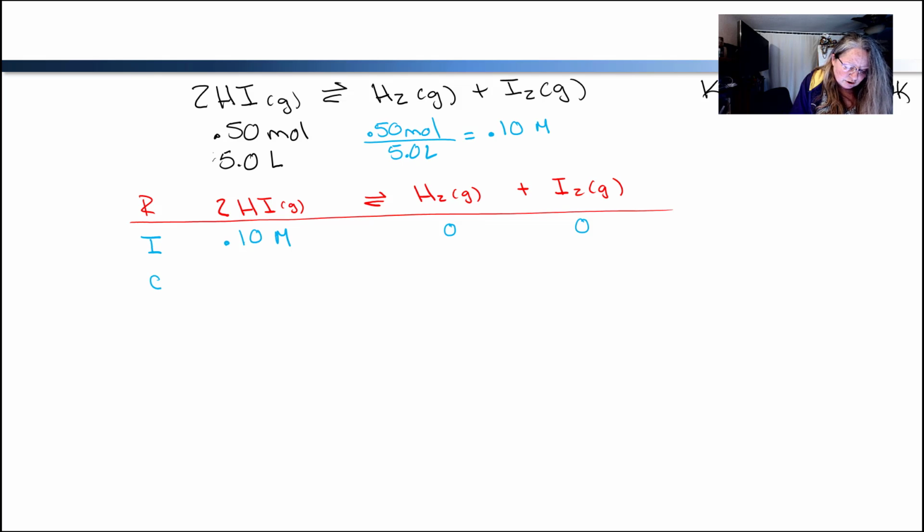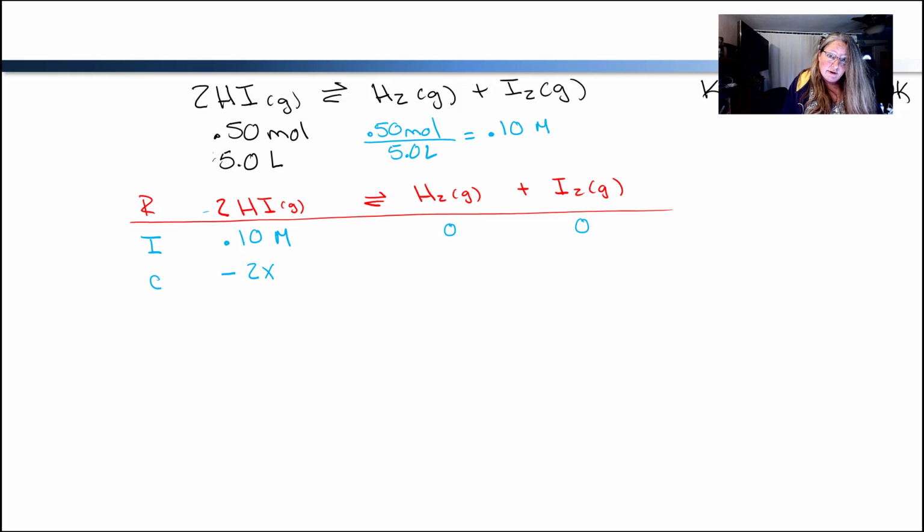Okay, so my change. Now we don't know what that is, and before I wrote that we're taking out the amount that was used. Here, let's just denote that as X. And let's remind ourselves that every time this reaction goes through, I'm using 2 moles of HI, and I'm going to produce 1 mole of each of my products, but I'm going to use, so minus 2 times X, where X is the amount it's changing by.